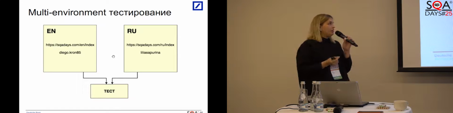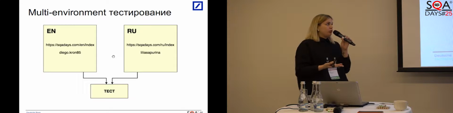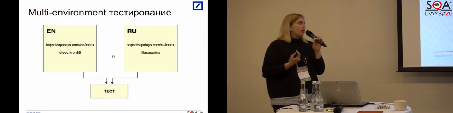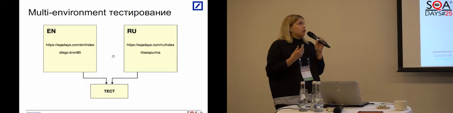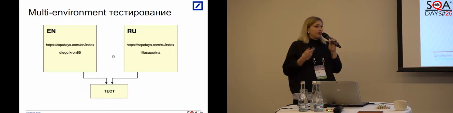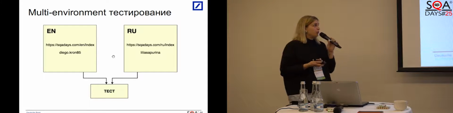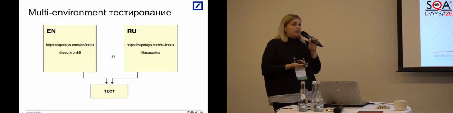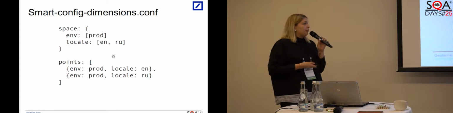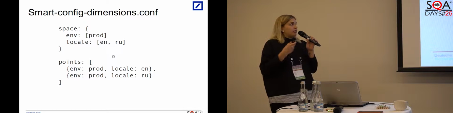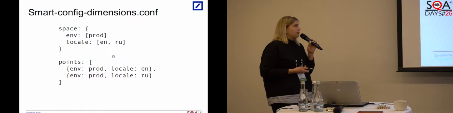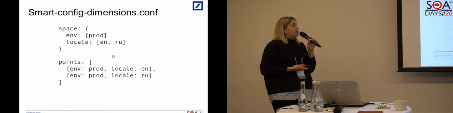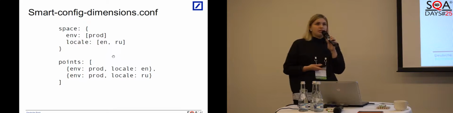So let's go to the main page of SQA Days. We have two languages, English and Russian, and on both web pages the URLs are different. Let's imagine that we want to test various users in various languages, and we want the data to be inserted automatically. For them to be inserted automatically depending on the environment, you need to describe the environment, of course. So for that purpose, you use the smart config dimensions file.